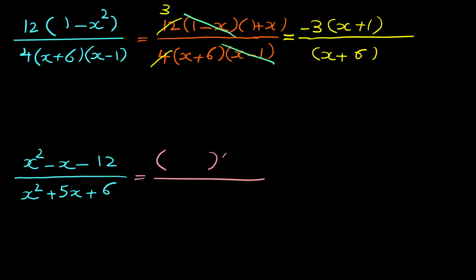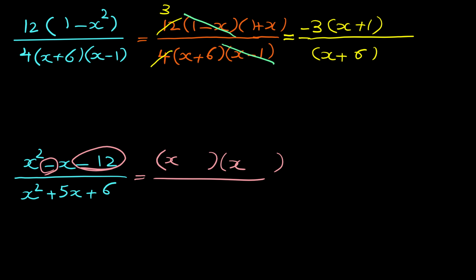For factoring the numerator, we put two brackets, x in each bracket. Now we look for two numbers whose product is negative 12 and whose sum is negative 1. Attention, because the product is negative, one of the numbers we are looking for is positive, the other one is negative. And because the sum is negative, the bigger number is negative.